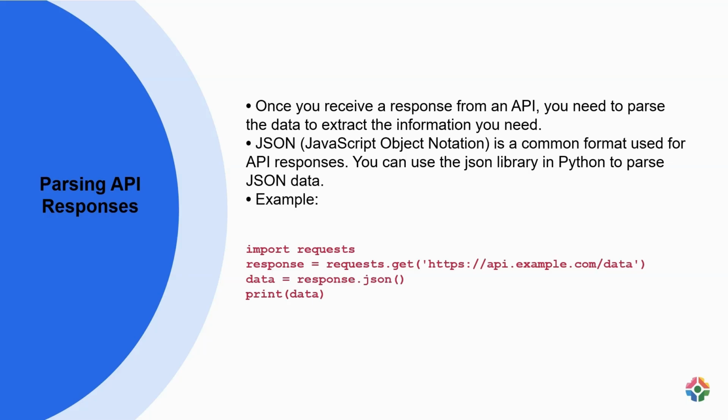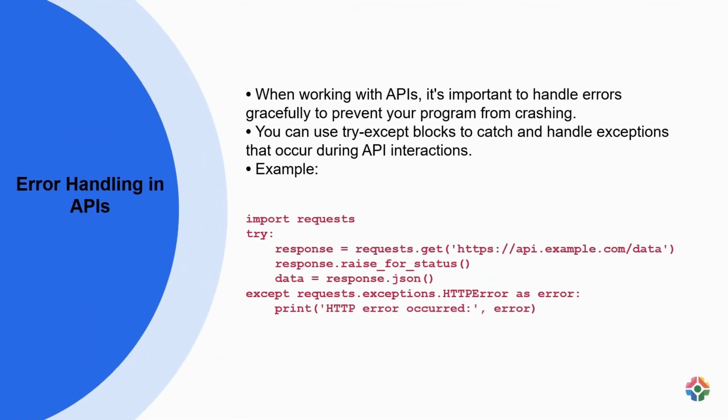subsequent usage or processing. When interacting with APIs, it is crucial to implement error handling mechanisms to maintain the stability of your application. One common practice is to utilize try-except blocks to capture and manage exceptions that may arise during API calls. In the provided Python example, a try-except block is used to handle potential HTTP errors that could occur when making a request to an API endpoint.